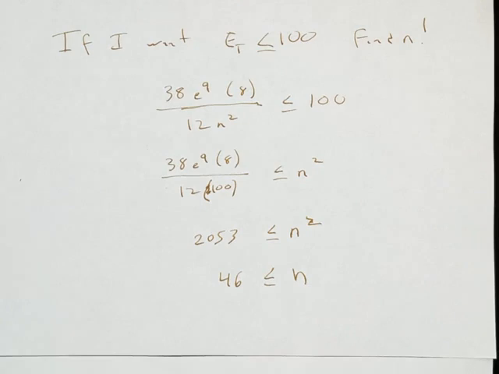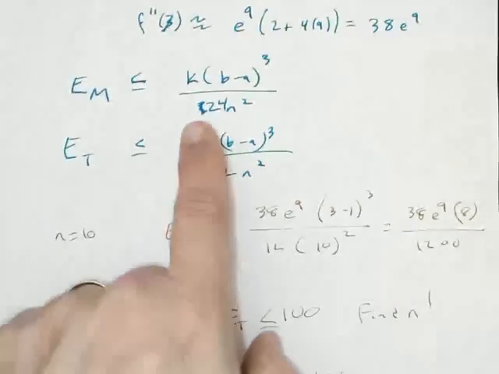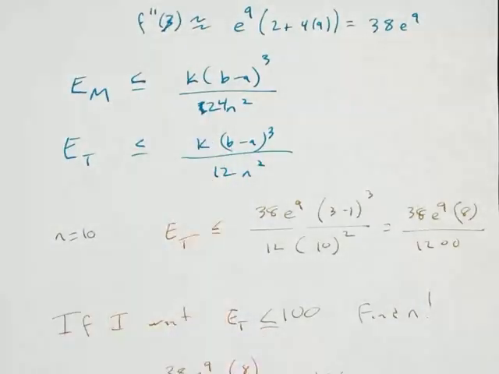By the way, this was based on the trapezoid rule. That's why there's a 12 on the bottom. If I use the midpoint rule, there'll be a 24 on the bottom, because the error on the midpoint rule is half the error from the trapezoid rule.